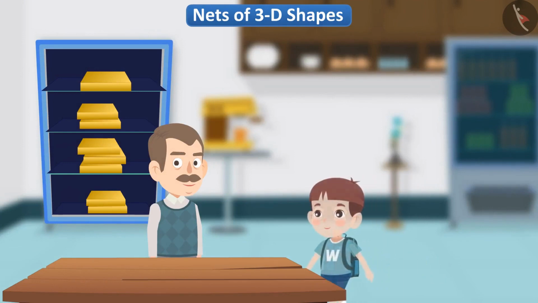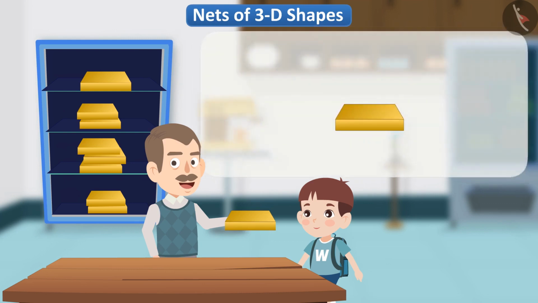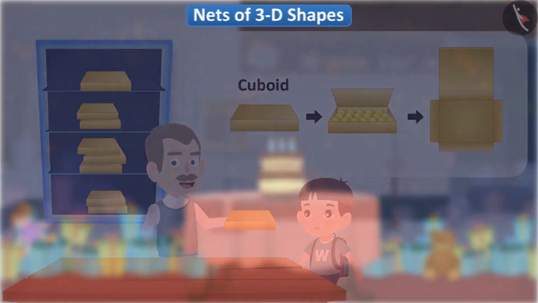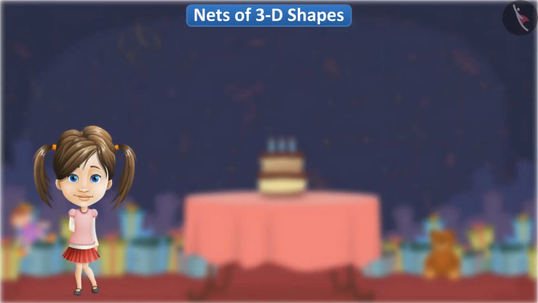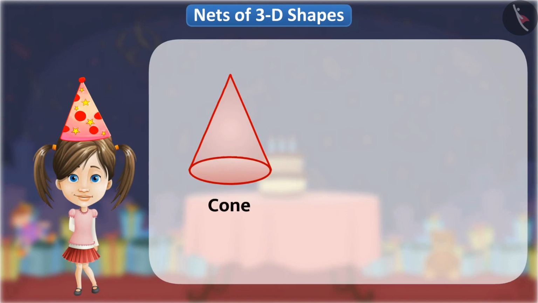When you go to the sweet shop to get sweets, the confectioner gives you sweets in a box. Often, the boxes at the sweet shop are cuboid shaped. If you open any such box and flatten it, you will see its net. You must have worn a birthday cap on your birthday. It is shaped like a cone.